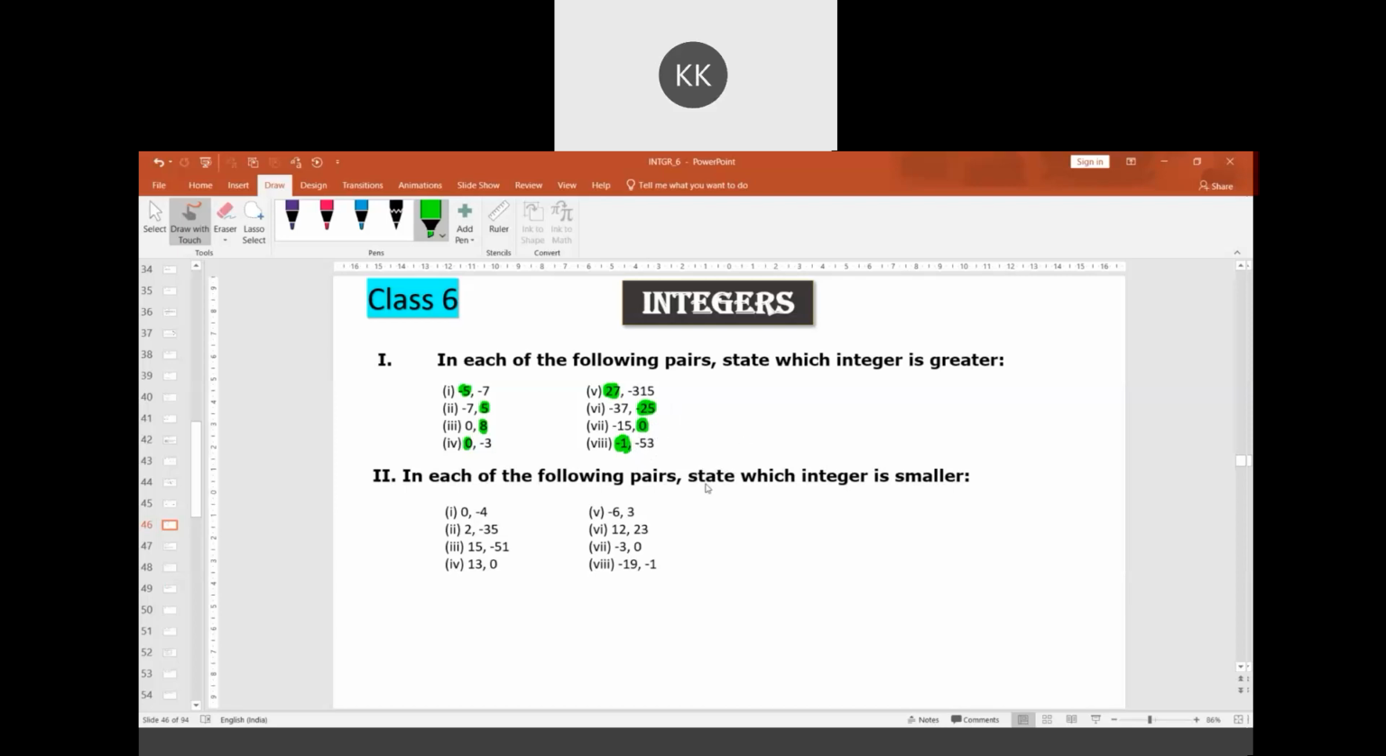Second one, in each of the following pairs, state which integer is smaller. We need to identify the smaller one. In this case, I am changing the color. Here, the smaller one is -4. In the second one, -35. In the third one, -51. In the fourth, 0. In the fifth, -6. In the sixth, 12. In this, -3. In this, -19.